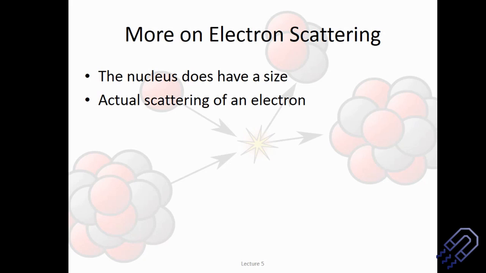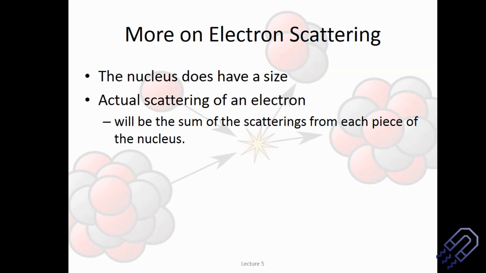Okay. So what happens is there is an actual scattering of an electron. In simple words, if you have an input, and let's say that input is in the form of a wave, so we have a wave associated with the electron, and as soon as it gets scattered, that particular wave gets scattered. And if we can actually analyze and study that, that will give me the information on the nuclei. So actual scattering of an electron. So basically it will be a sum of the scattering from each piece of the nucleus.